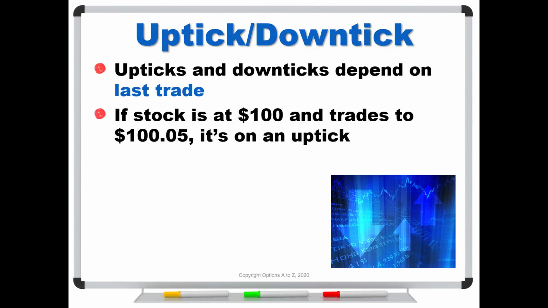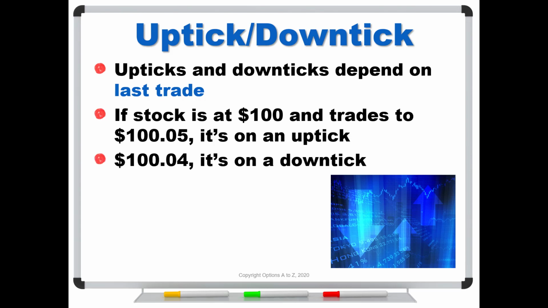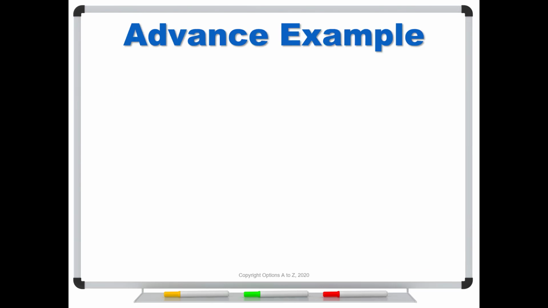So if a stock is at 100 and trades to 100.05, that very next trade, it's on an uptick, regardless of where the closing price was. So if it's at 100.05 and the very next trade is at 100.04, it's on a downtick. So again, the upticks and downticks are just comparing trade to trade, and it has nothing to do with the closing price. So that's a fairly simple definition, but it might help you to understand it if you see it graphically. So here's the difference between the advancers and the upticks and downticks.